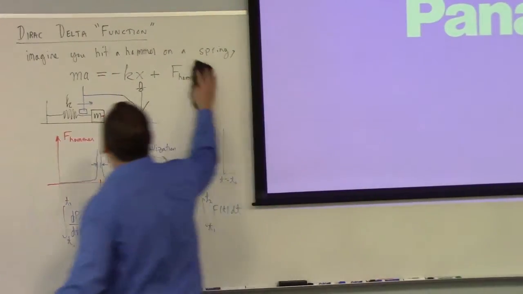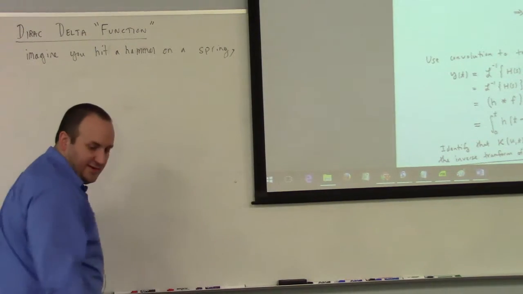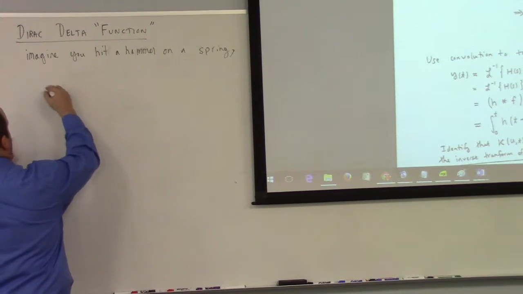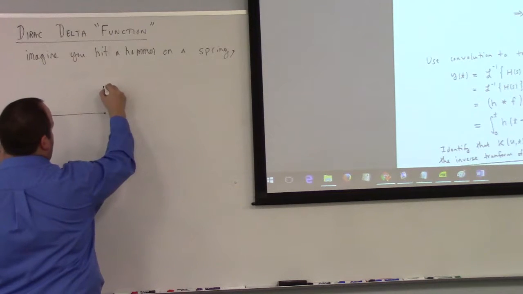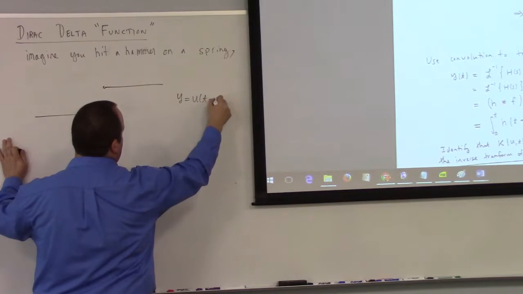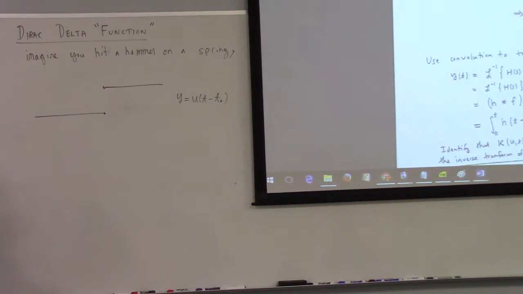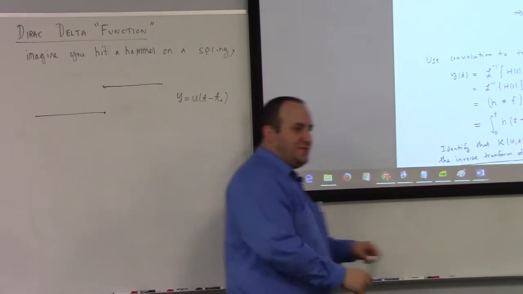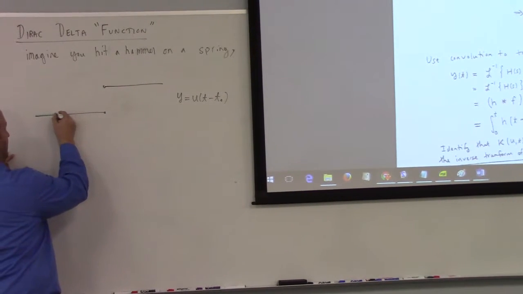So the other thing is, just one more comment here before I get into that. If you look at the unit step function, here's y equals u of t minus t naught. What's the derivative of this function? You're like, well, the derivative of this function is 0, right? Here's the derivative.